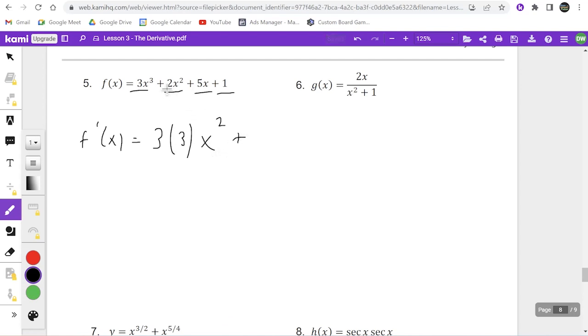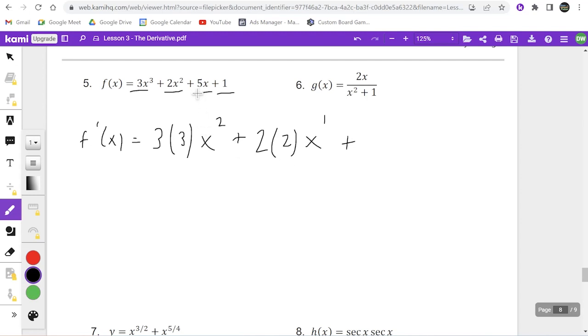Plus, now I have to worry about the 2x squared. So first I write the 2 from that 2 in front, and then times bring the 2 down from the exponent, so another 2 right there, times x to the 2 minus 1 power, that is x to the first power. Technically, I don't have to write that 1, you don't have to write x to the first, but I will just for example purposes.